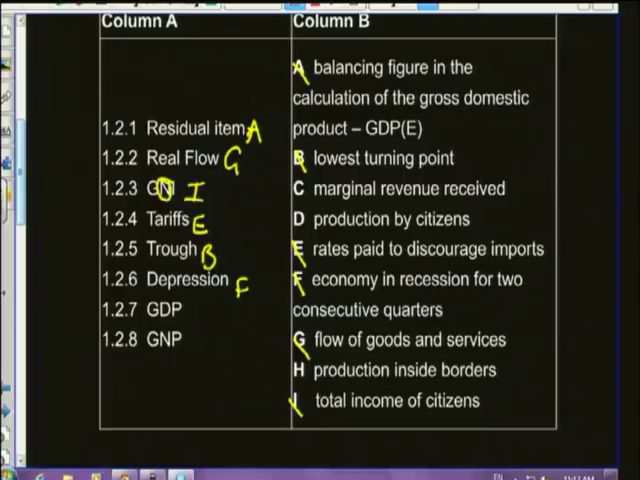1.2.7, the GDP, the key letter here would be the D. It refers to the production inside the borders of a country, and the answer would be H. Then 1.2.8, GNP is production by the citizens of a country for a specific period of time, and that would be D.